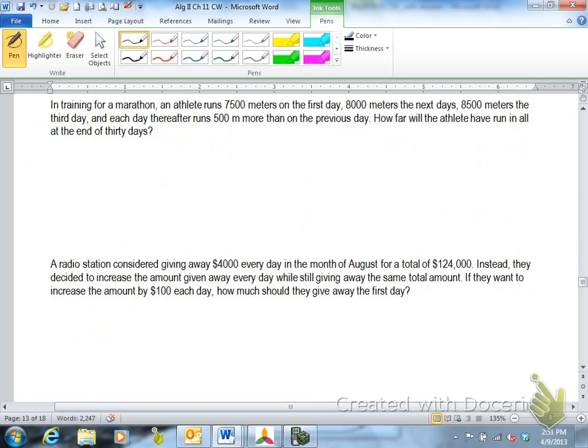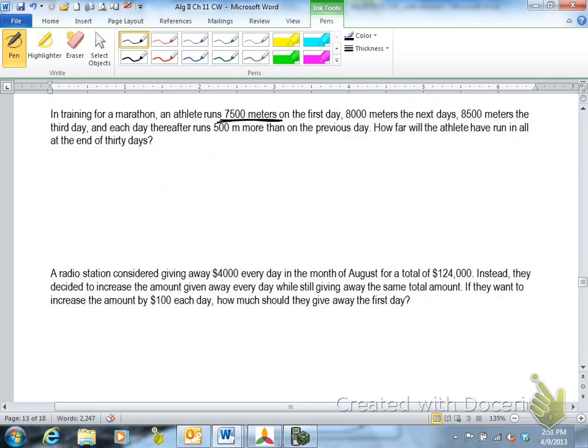For this one, training for a marathon, the athlete runs 7,500 meters. 7,500 meters would be a sub 1, 8,000 meters would be a sub 2, 8,500 meters would be a sub 3. And the athlete keeps adding 500 meters each day. So that's your d value. You're increasing 500 a day.